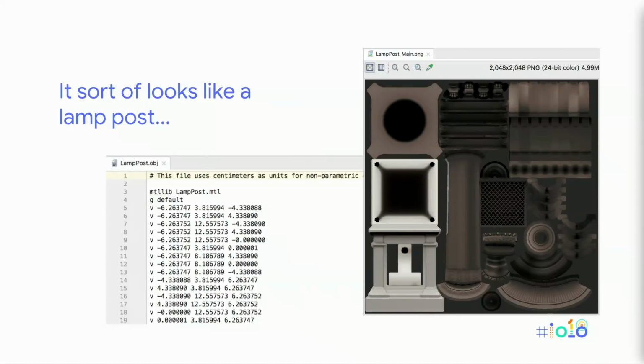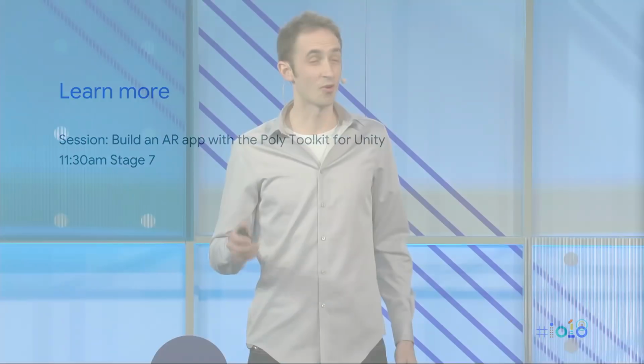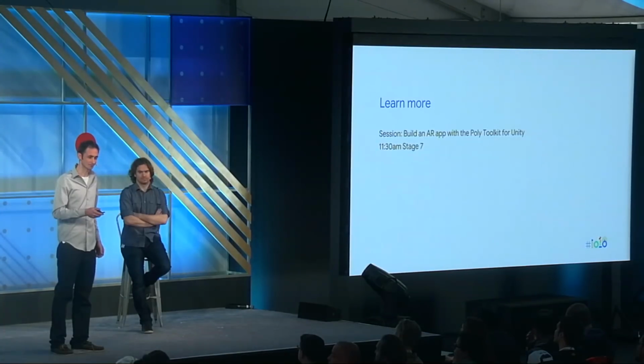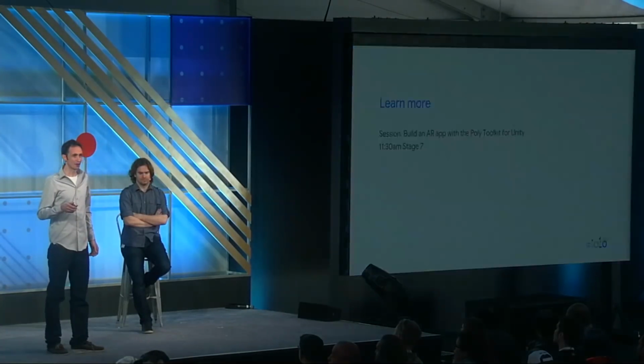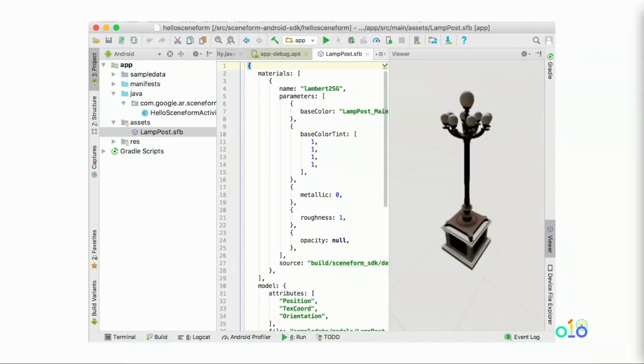It'd be great. And I actually want to stop for a second and let you know that at 11:30, right here on stage 7, or of course streaming on YouTube, there's another session called Building an AR App with a Poly Toolkit for Unity. And you can learn a lot more about Poly and more about using these assets in Unity. But for now, because we're not building a Unity app, we're going to build a native Java app. We want to see how we can use these assets in Android Studio.